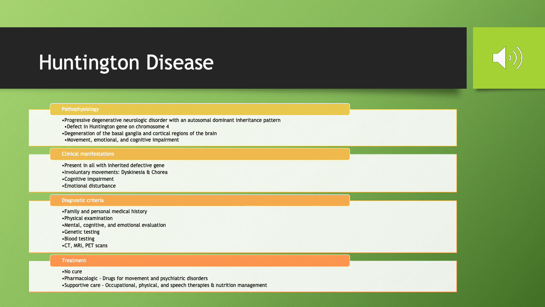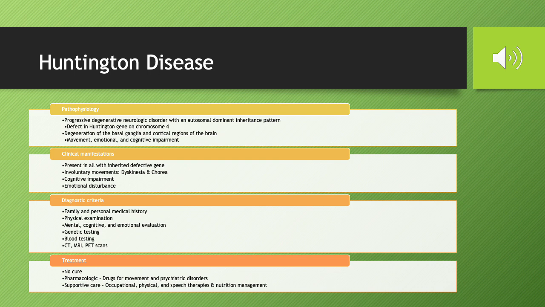So because this is an autosomal dominant disorder, the chromosome that is damaged, or really the allele that is damaged, is why the disease is presenting itself, because it is a dominant gene. What it does is cause degeneration in the brain, particularly in the basal ganglia, and it causes a variety of clinical manifestations, but normally it manifests with movement and cognitive impairment, as well as emotional impairment.